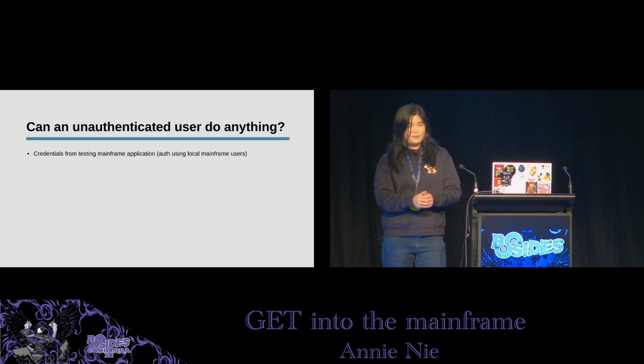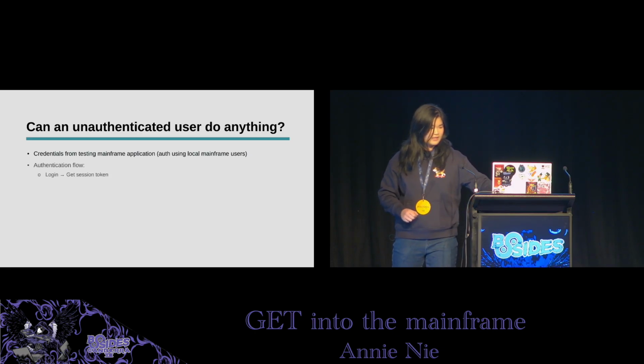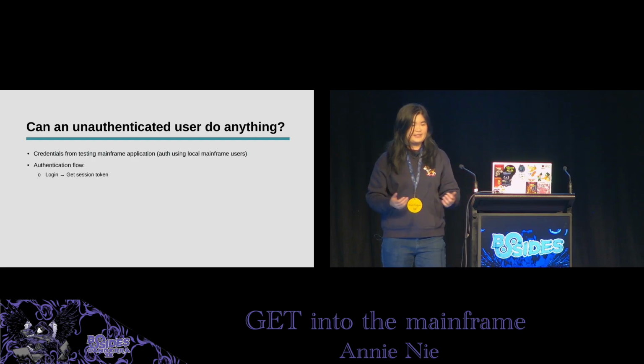Now, the scope of the test was to see whether an unauthenticated user could do anything. But I did actually have credentials to the infrastructure, and that was from the separate mainframe application, as all of the local mainframe users' auth. But what having credentials allows me to do is to actually play around with the application authenticated to see if I can do anything interesting unauthenticated. And so I just played around with the authentication first.